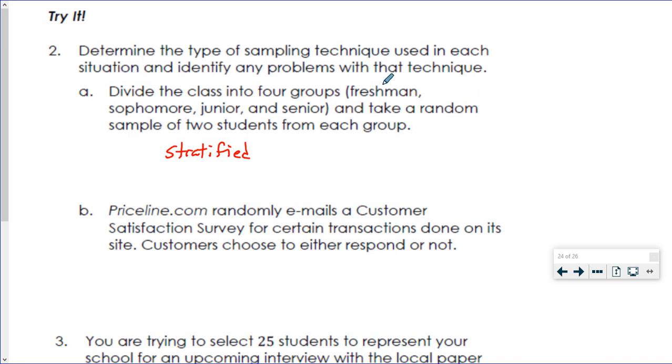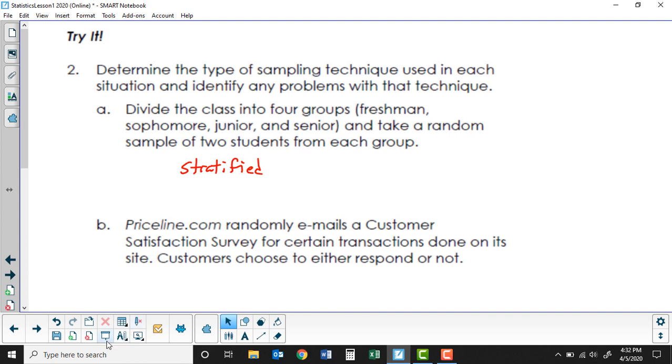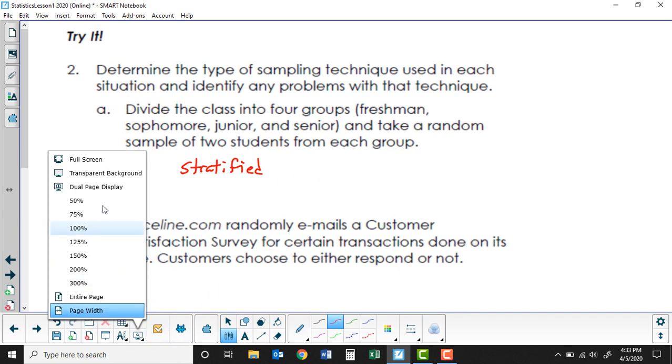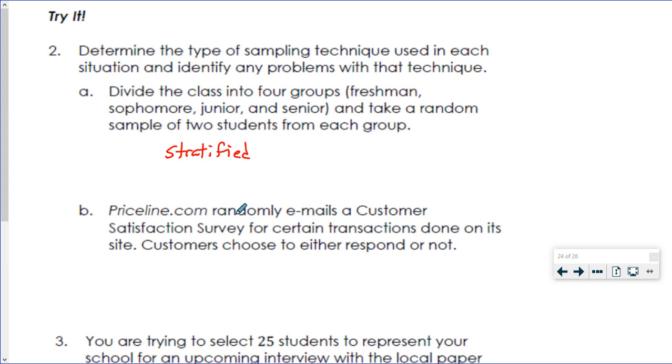The only way that this might be a problem is if, like, let's say there's only 2 freshmen in the class, and you're going to pick 2 students from each group. Both of those freshmen were definitely going to be picked. Now, if you had, let's say, 10 seniors in the class, since you're going to pick 2 out of the 10, the seniors only had a 1 in 5 chance of being chosen. So not everybody has the same chance. That's a problem right there. So you do have to be a little bit careful sometimes with stratified sampling.